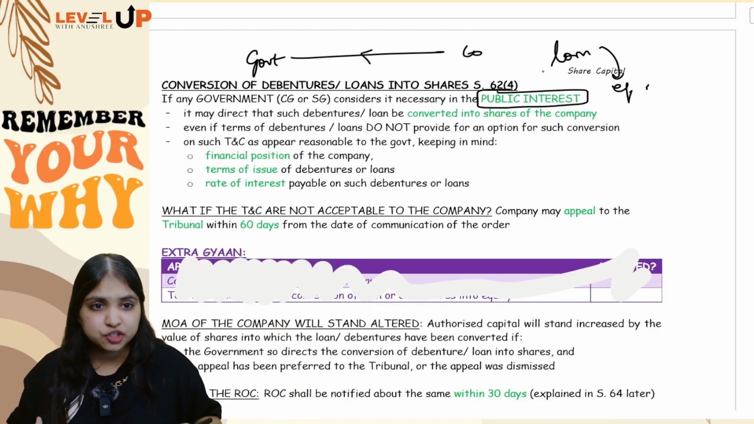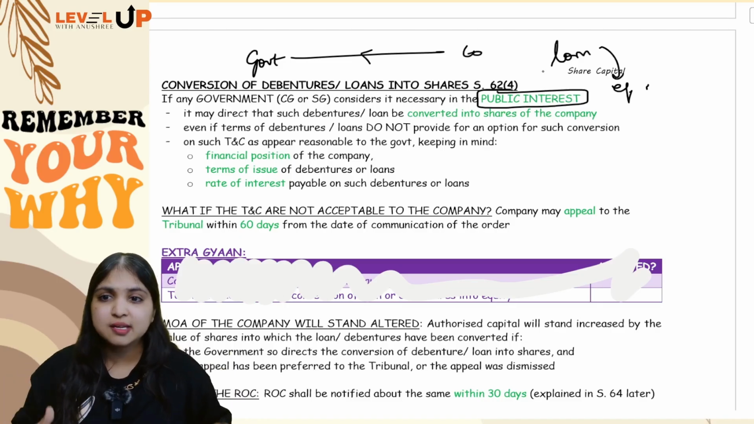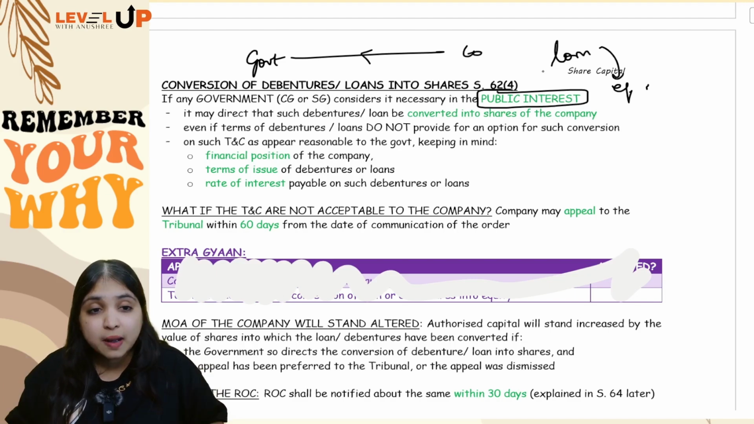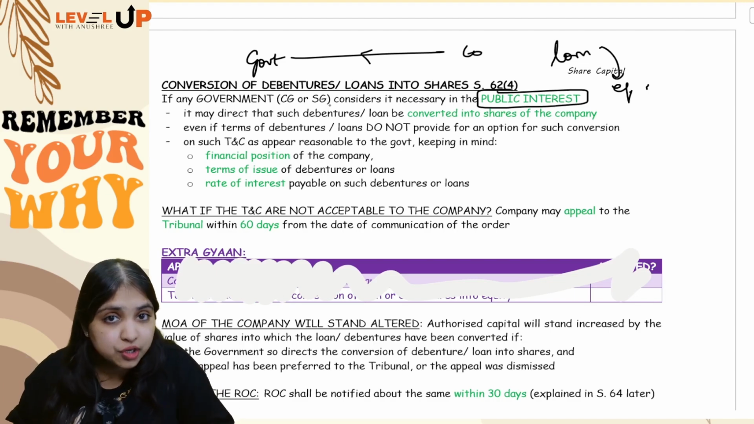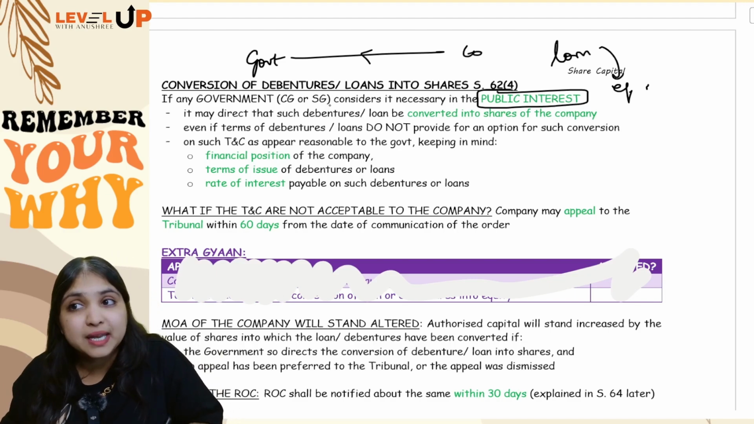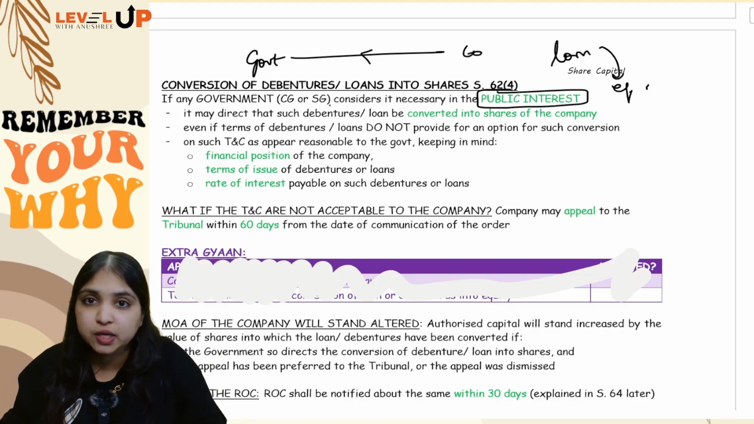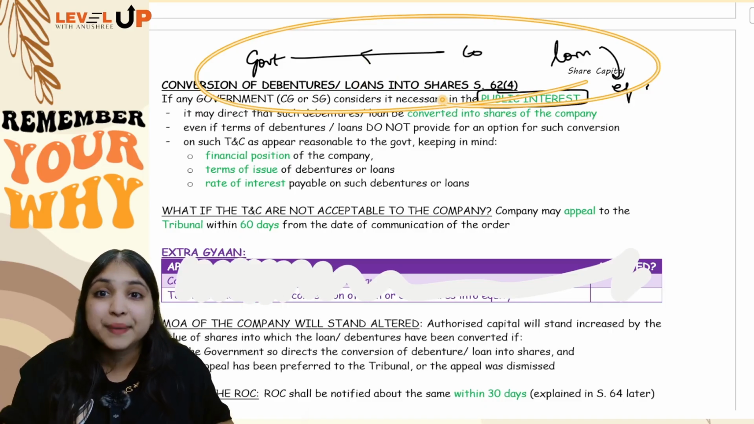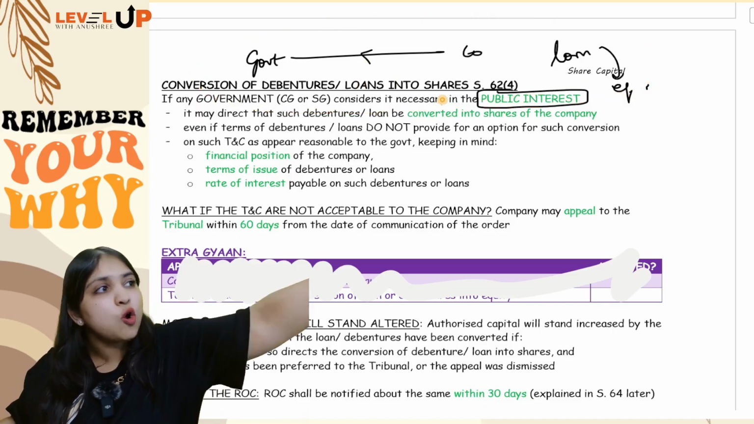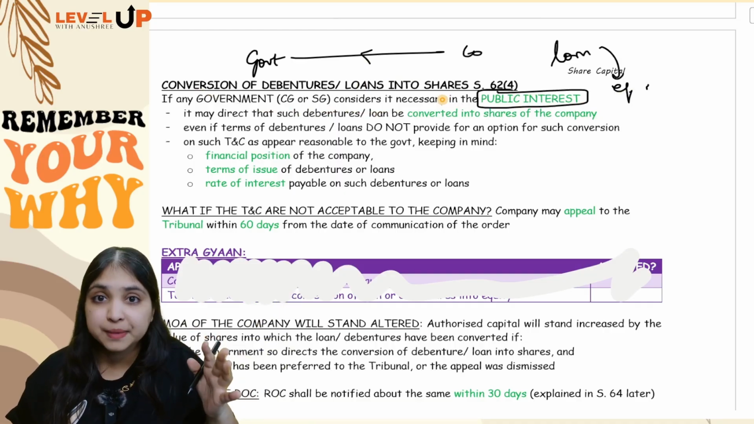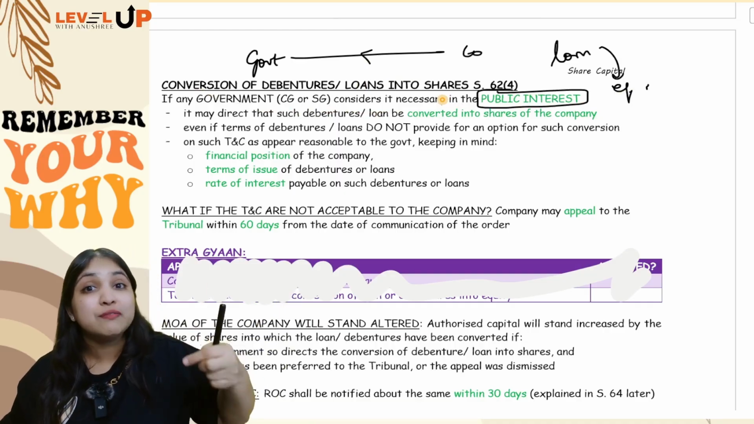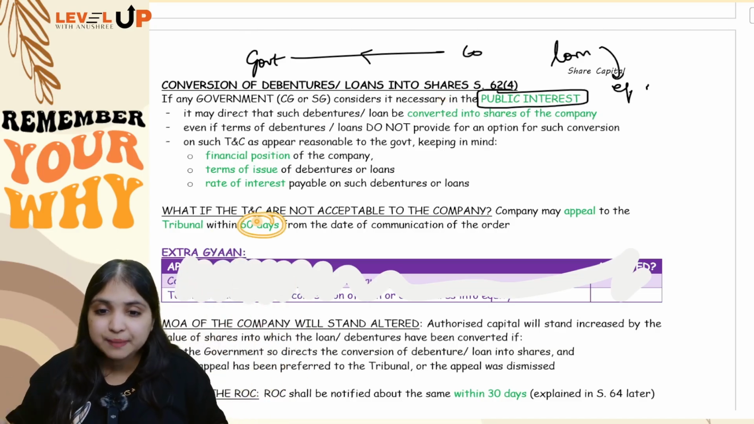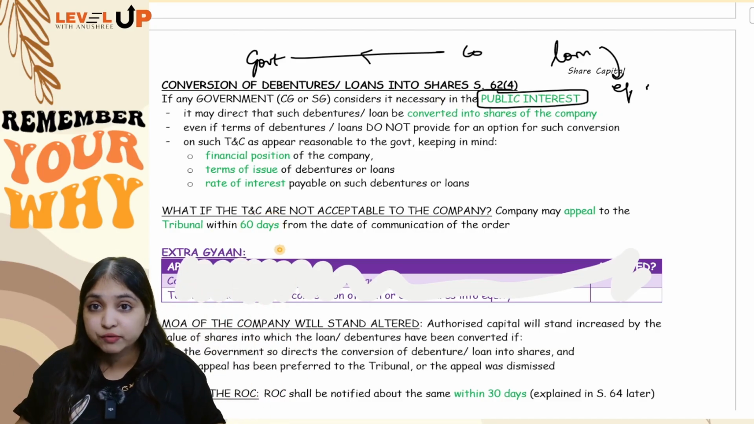What are the terms and conditions? It will be converted into how many shares? All the terms and conditions the government will tell to the company. See, can the company appeal against the conversion? No. The company can appeal only against the terms and conditions of the conversion. If the company is not okay with this conversion, the company cannot appeal against the conversion. Company cannot say no, don't convert like that. But if company is not okay with the terms and conditions of conversion, that company can appeal. Within how much time? Within 60 days. Within 60 days of the government's order.